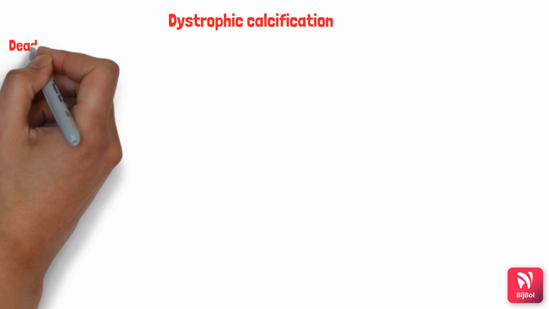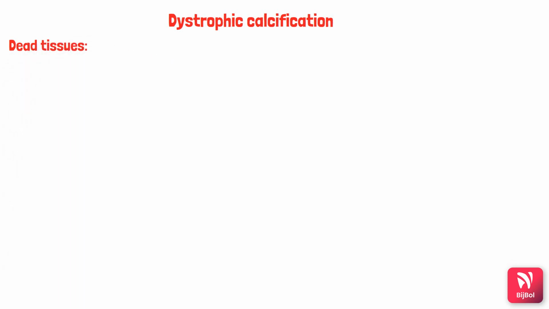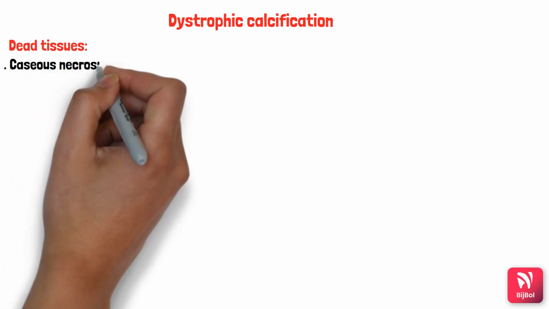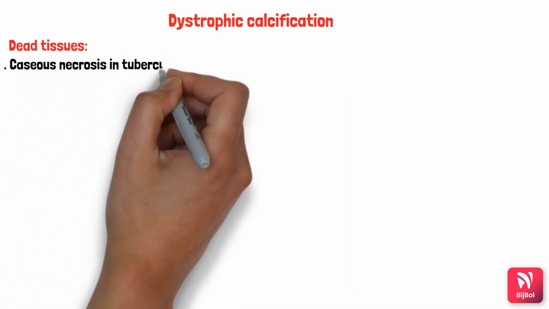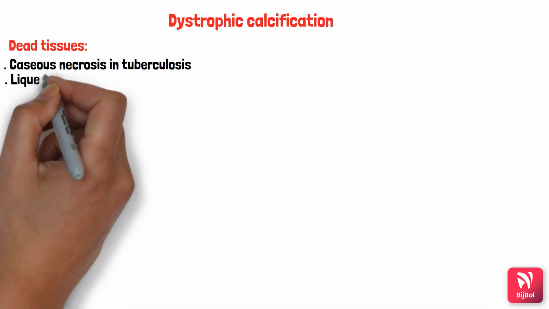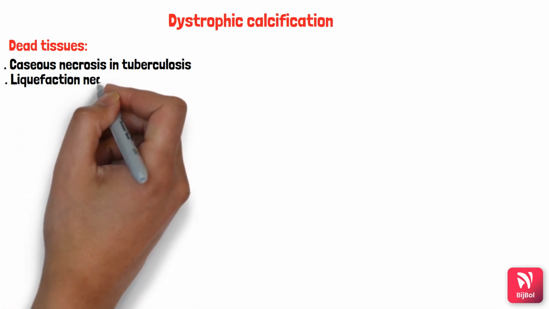So in dead tissues, where all will calcification occur? In degenerated tissues, where all will it occur? So calcification in dead tissues, most commonly it is seen in caseous necrosis, that is in tuberculosis. Here what happens? The caseous necrosis will undergo calcification resulting in the formation of Ranke's complex.